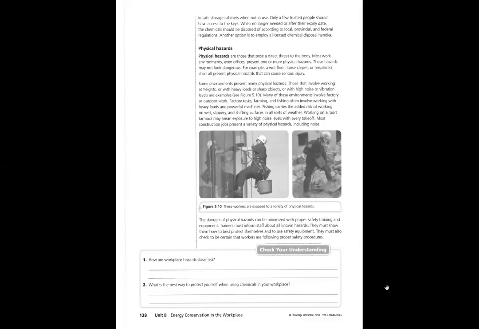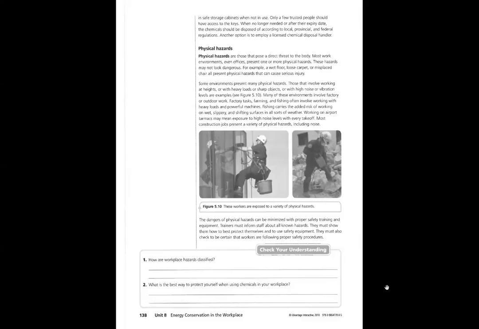Your employers must give you training on how to be safe if you're in hazardous situations, and they must show you how to use safety equipment. And they have to be certain that you are following the proper safety procedures. Okay, those are the hazards that we've just gone through.